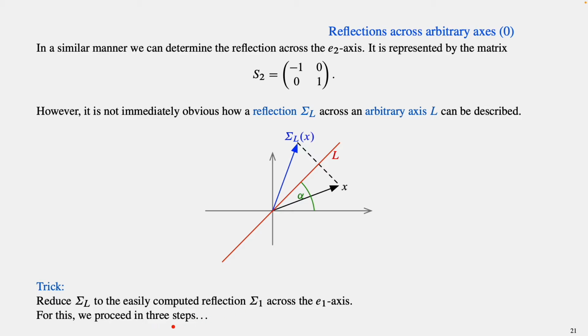And we proceed in 3 steps for this. And what we basically do here is we do a coordinate change, where in the new coordinates, the axis L will coincide with the E1 axis.